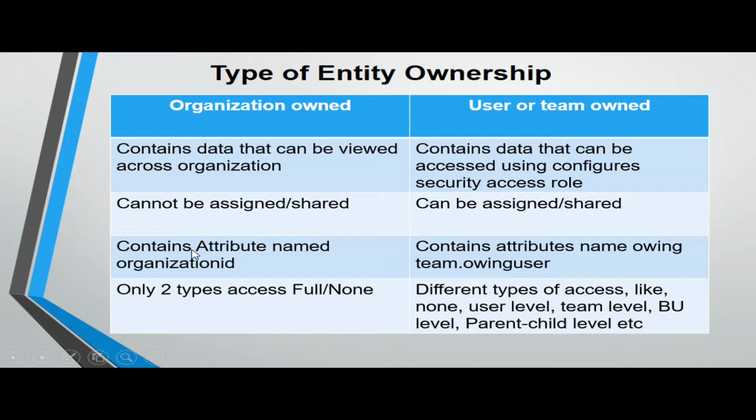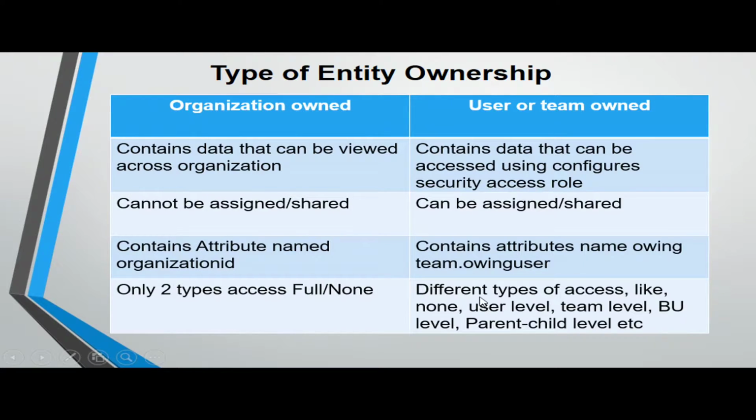If we talk about the organization owned entities, they contain the attribute that is organization owned. And if we talk about user or team owned, they have the attributes named owning team and owning user. Okay. If we talk about the organization owned entities access level, there are two types of access: whether you can see the information or you cannot see the information. There is no mid-level access.